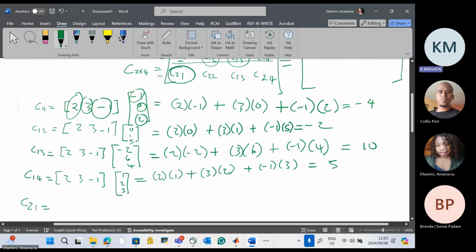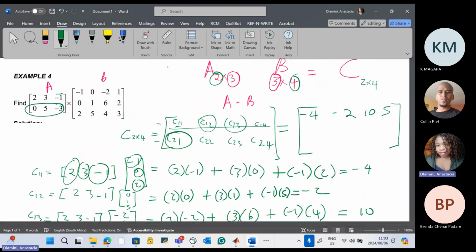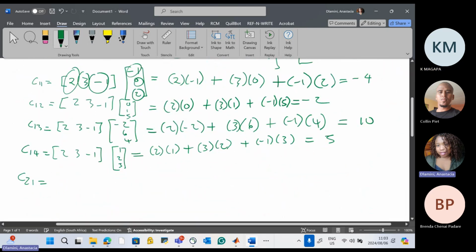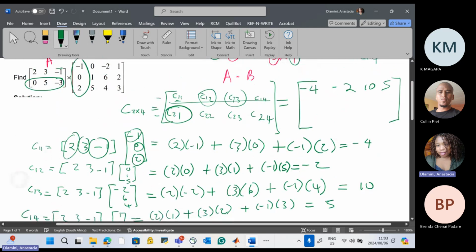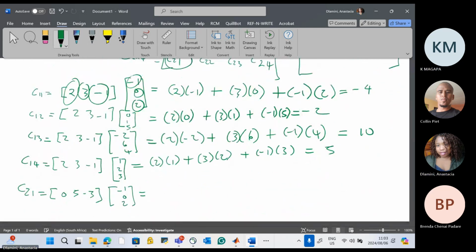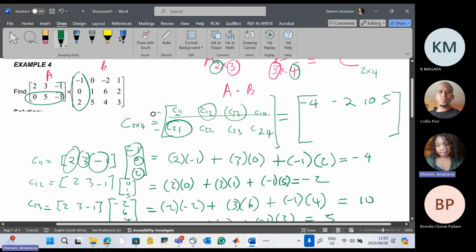C21 is row 2, column 1. So what is row 2? Row 2 is 0, 5, negative 3. And column 1 is 1, negative 1, 2. So then we say 0 times negative 1, plus 5 times 0, plus negative 3 times 2, which is equal to -6. So then we come here and put -6.